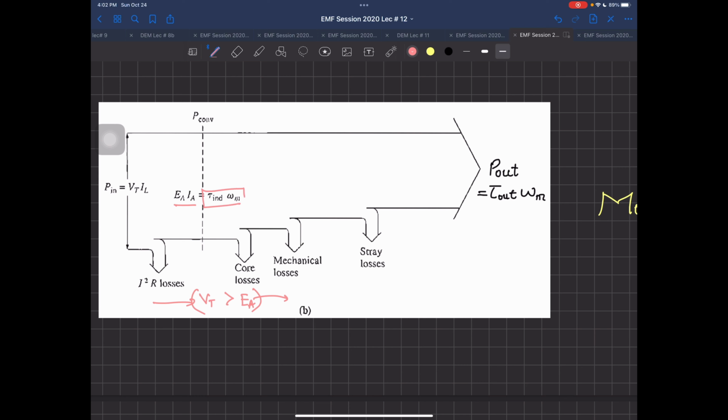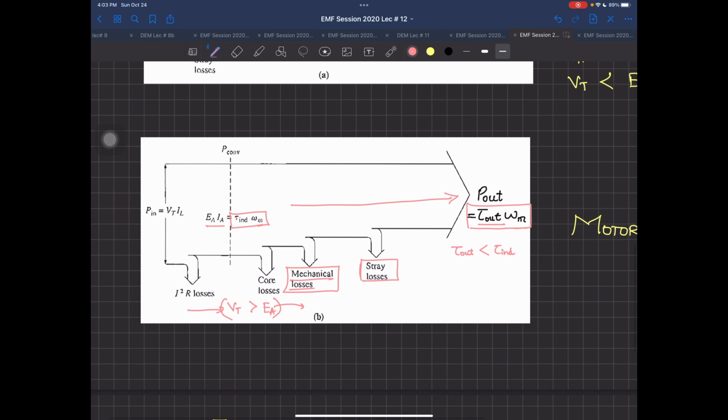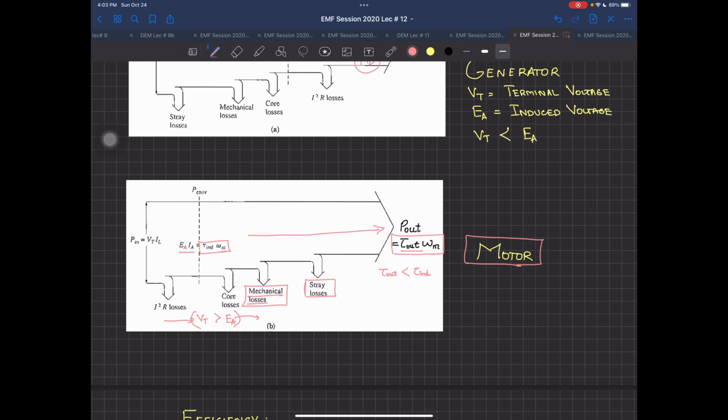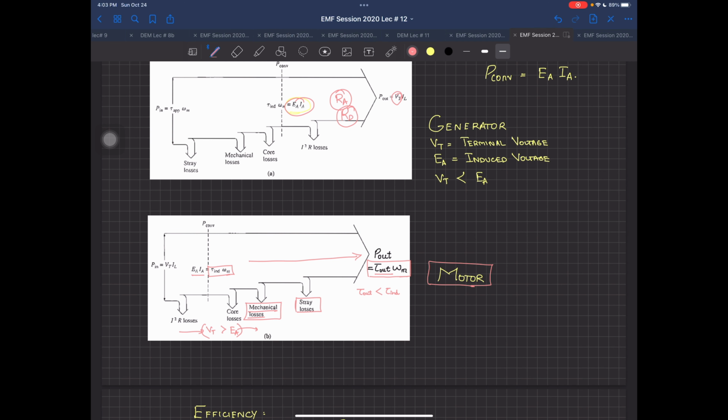And then when it is converted into your induced torque, you have the mechanical losses and the stray losses again taking place, and the output now is the mechanical power. So I have T out, and this T out is certainly smaller than the induced torque, because some of the power is lost as mechanical losses, friction, windage, and stray losses on your bearings or any other aging of your machine. So this is the power flow diagram of your motor, and in generator and motor you can see the power flow diagram is almost the same.